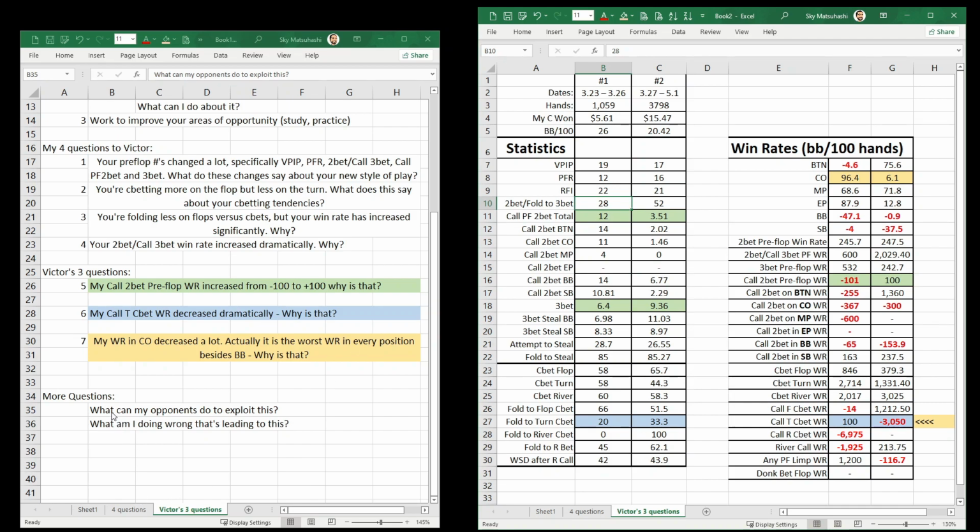So now that you answer the question, what can my opponents do? Now you got to figure out, hey, what can I do to fix this? What can I do to make myself less exploitable? Well, the first answer, like Victor came up with, is fold more often, right?